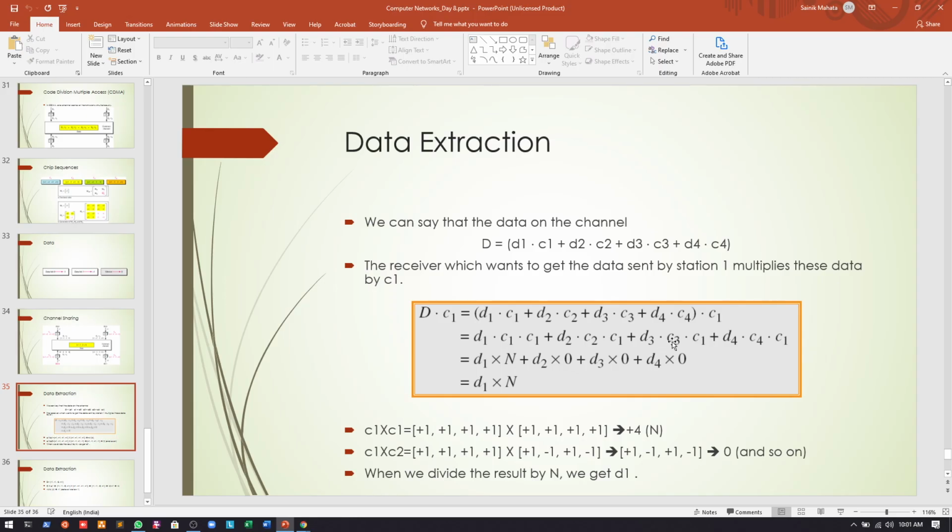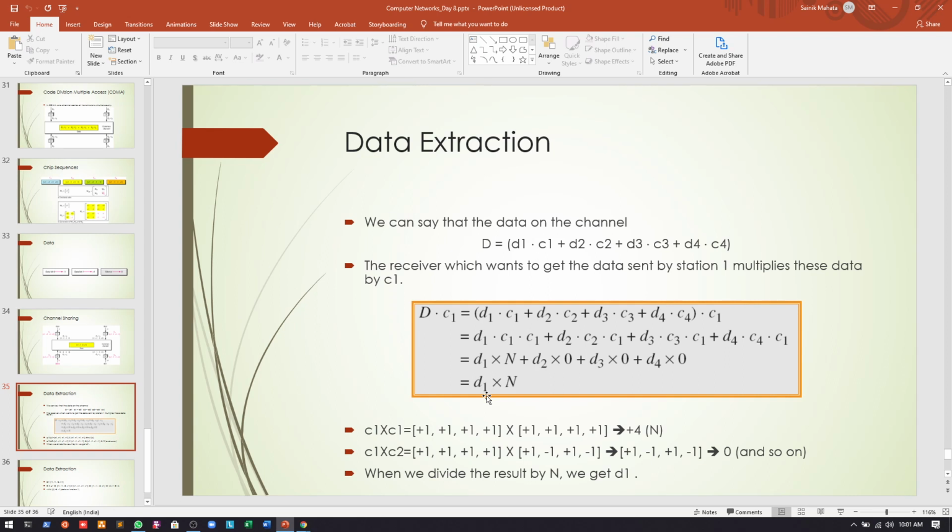Again, d3 and c4 into c1 is 0. So d3 into 0. And again, for c4 into c1, it is 0. So d4 into all this will be zeros, right? And obviously, if all these are zeros, we are actually left with what? d1 into n. Now what is n here? N is the number of stations. That is actually 4. So it will be 4 d1.